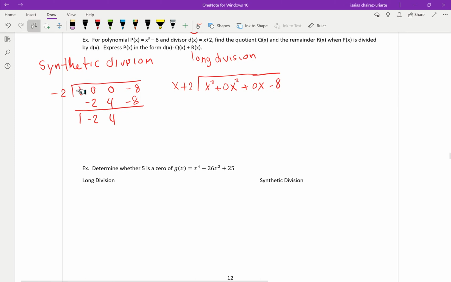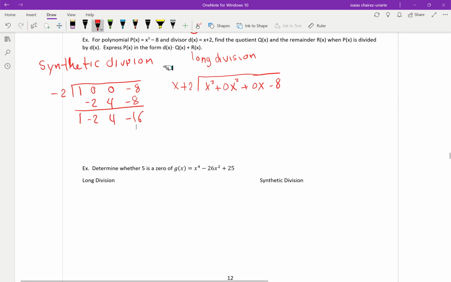So the 1 came down. Negative 2 times 1, well, that's negative 2. 0 plus negative 2, that's negative 2. Negative 2 times negative 2, that would be 4. 0 plus 4 is 4. And then negative 2 times 4 is negative 8. Okay, well, no, there's nothing wrong. Here it is, that's negative 16.